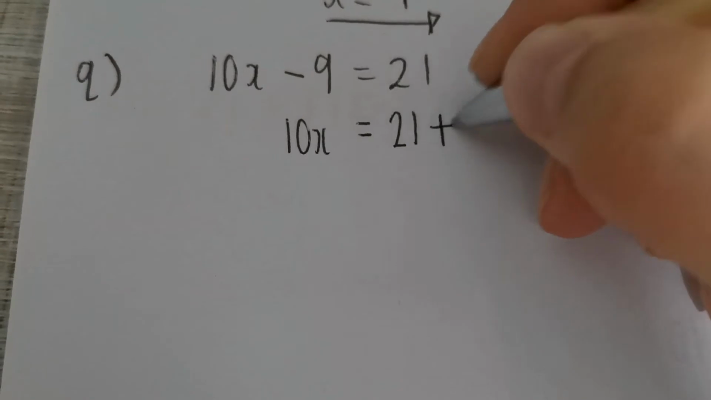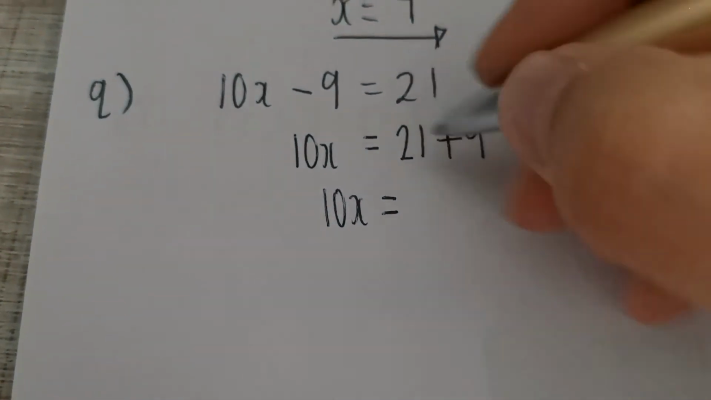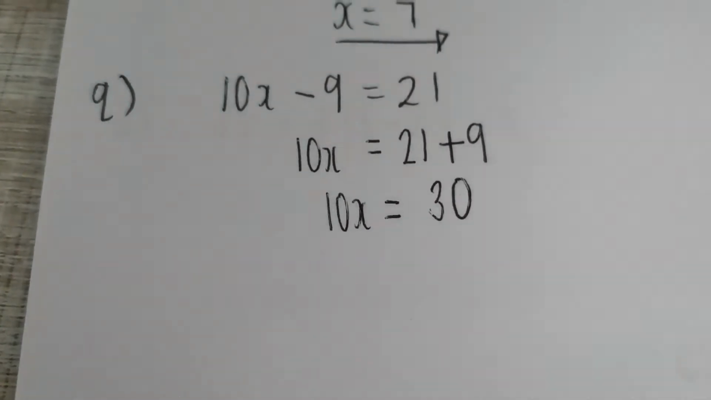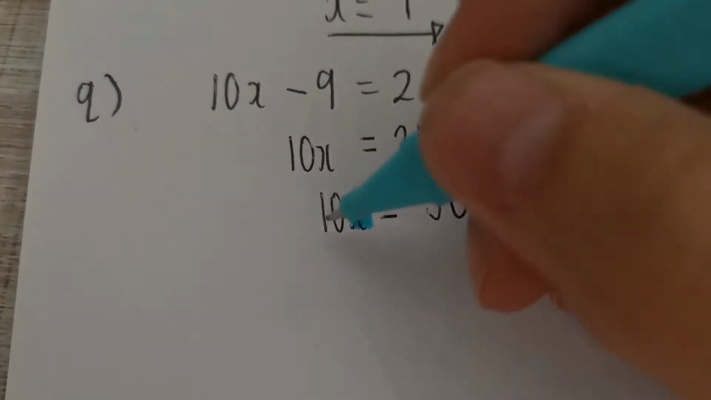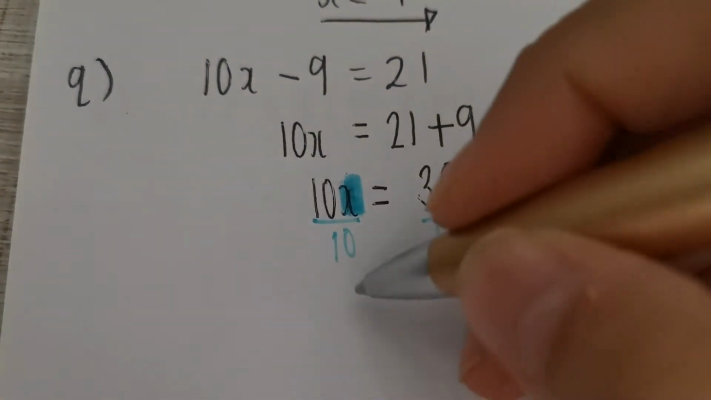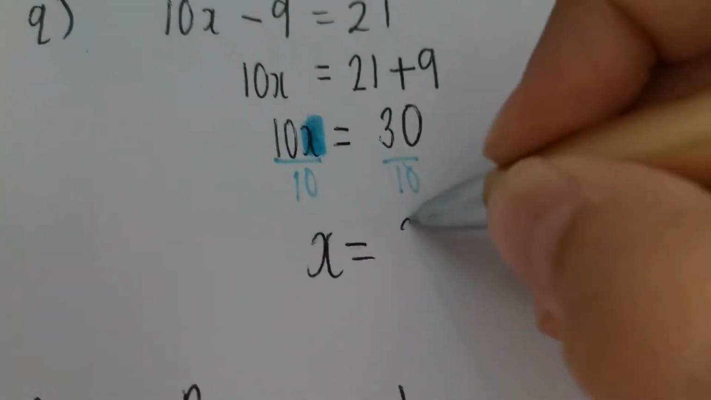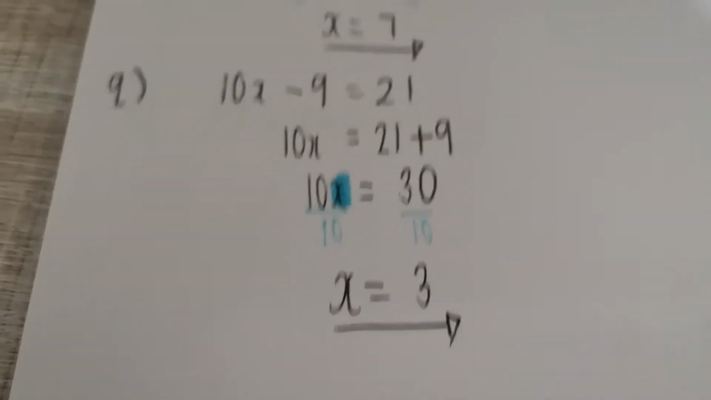Another one. (21 plus 9). I want x alone, isn't it? So divide by 10, divide by 10.